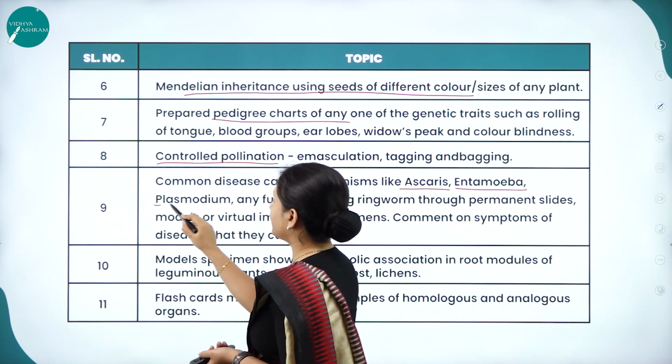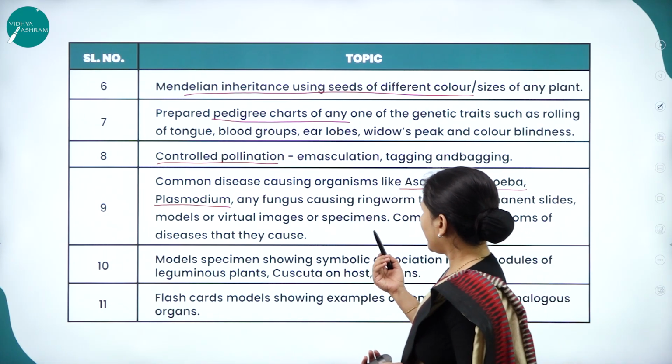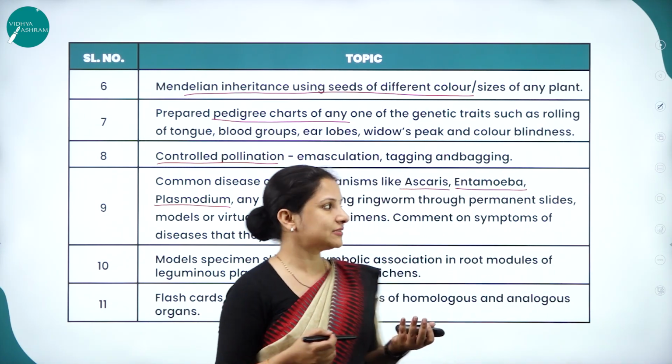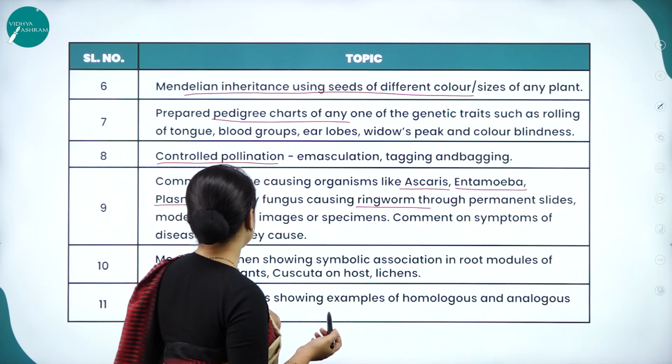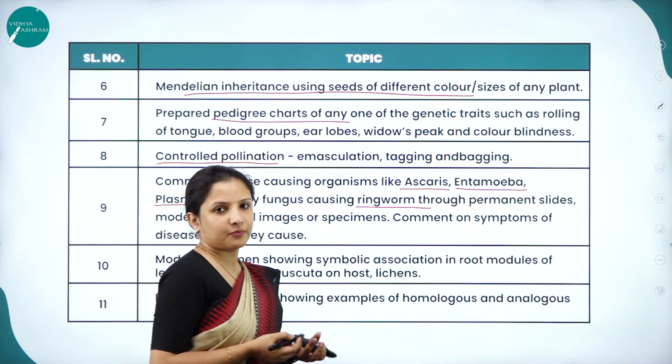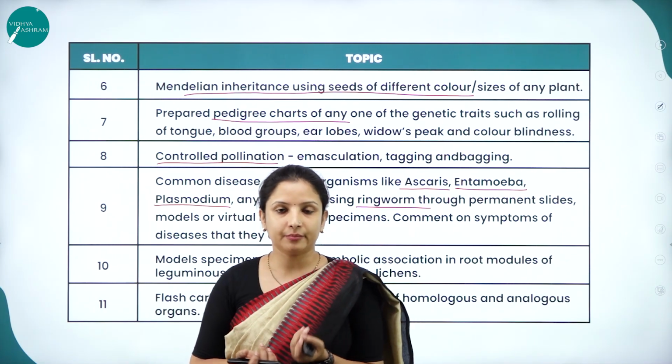Then the malarial parasite, that is Plasmodium. This also, a slide or chart will be kept. And any of the fungi, say for example the ringworm fungus, will be kept. Permanent slides of that will be kept, or models can be kept. Anything can be kept. Charts can be kept. So you need to identify and write about it.